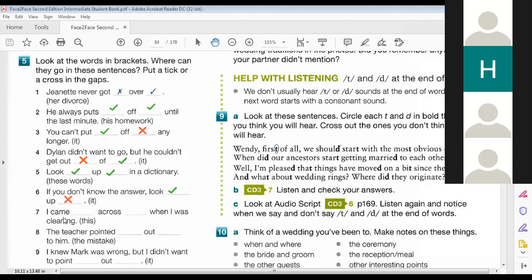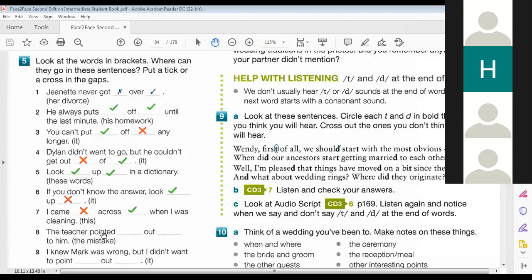Okay. I came across this. Came this across? Well, I came across this. Correct. It has to be after, because this is type 1, I think. Sorry, type 2. I came across this. We can't say "I came this across." It doesn't work.